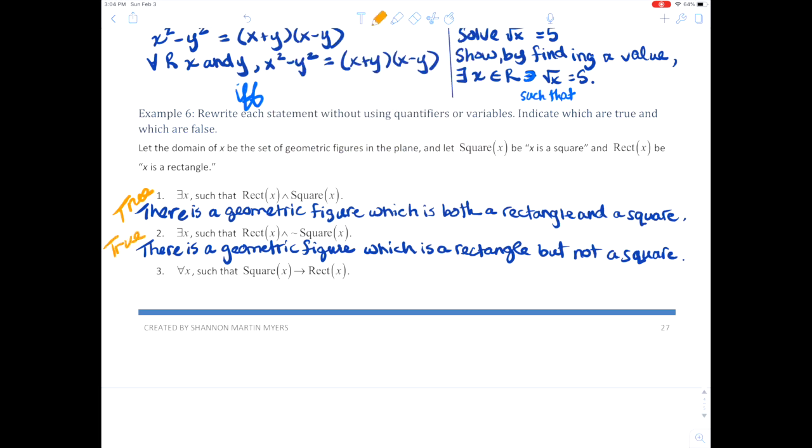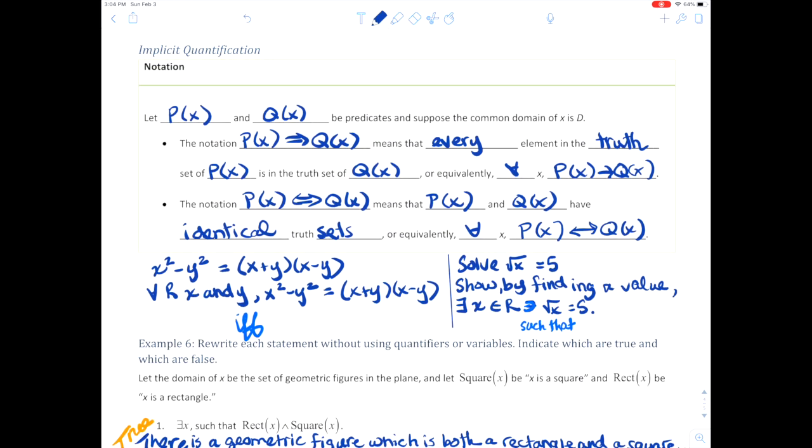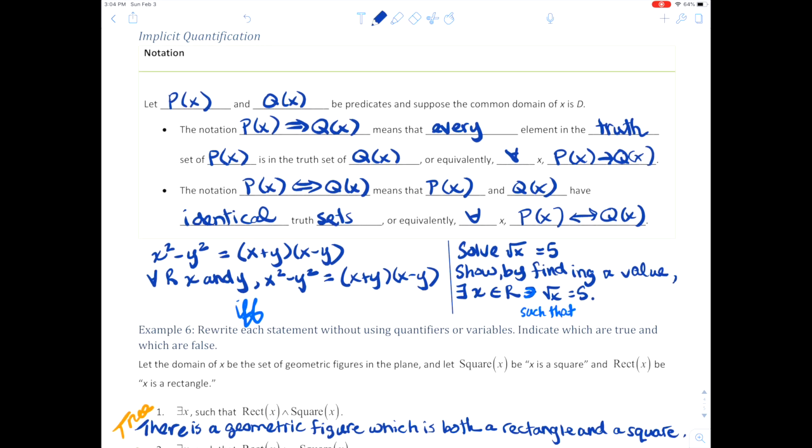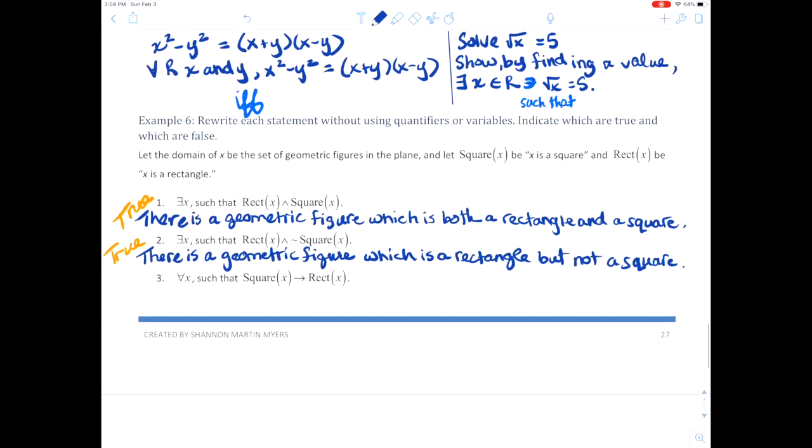Let's take a look at this last statement. Remember that upside down A means for any. So for any geometric figure such that it is a square implies it is a rectangle. Or such that x is a square implies it is a rectangle. So let's think about that. Remember up here with the implied one, it means that every element in the true set of P of x, in this case square of x, is in the true set of Q of x.